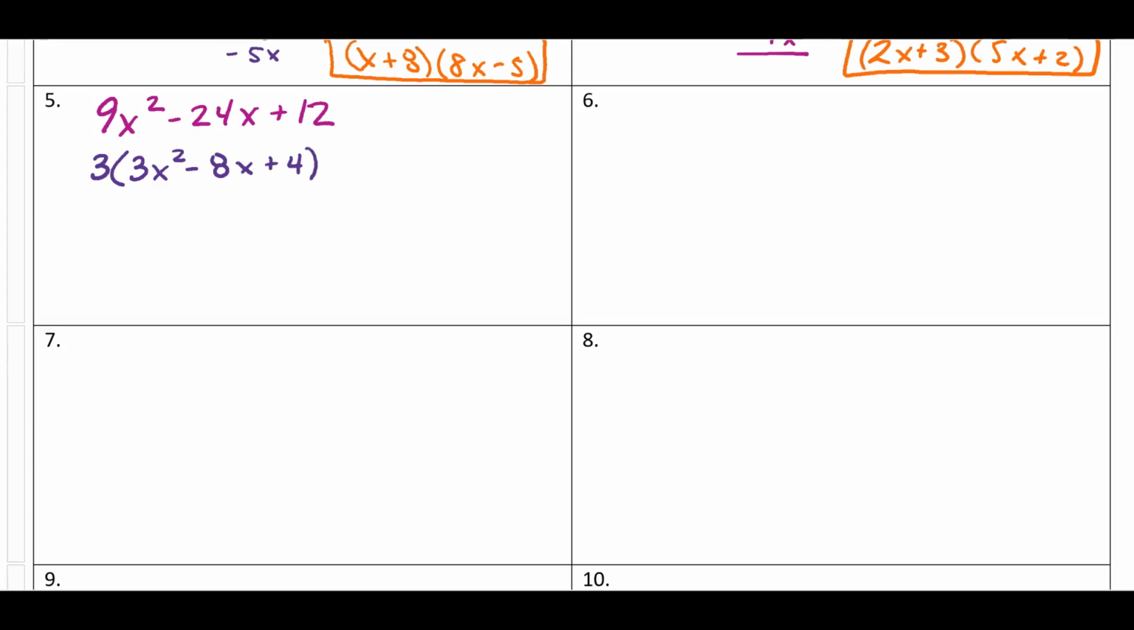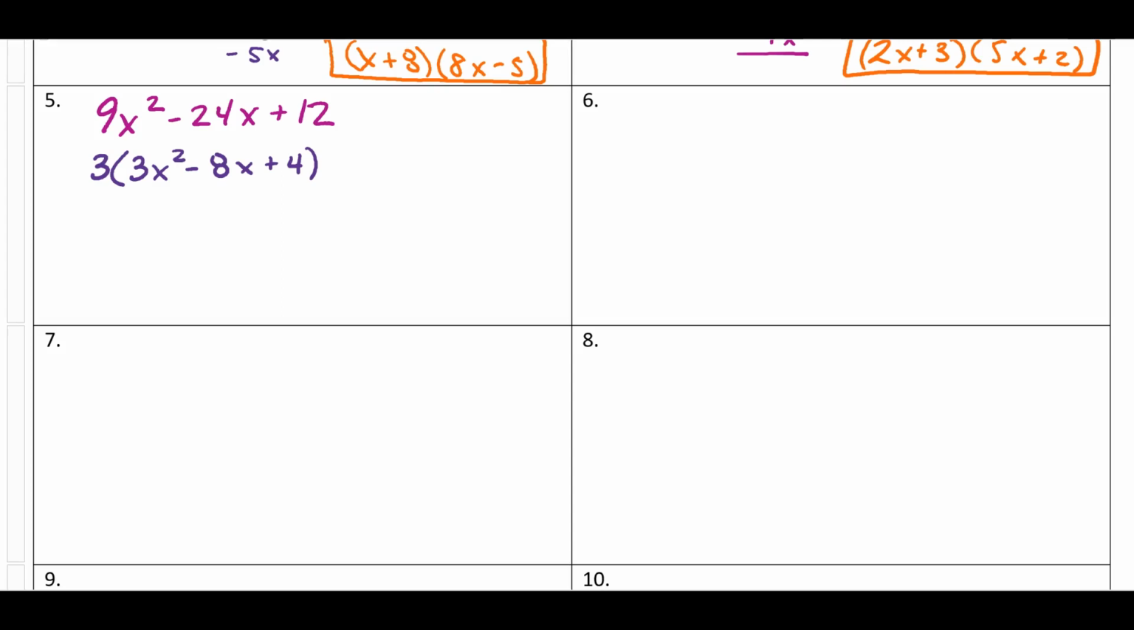Now, this is important for a couple of reasons. First of all, it's going to make the factoring of the trinomial a lot simpler. So I went from having 4 factors for 9, 1 and 9 and 3 and 3, down to having 2 factors for 3, 1 and 3. So there's not near as much guessing here. Same thing with my 12. I had 3 sets of factors, 1 and 12, 2 and 6, 3 and 4. Now I only have 2 sets, 1 and 4 and 2 and 2. So it cuts my time down a lot.